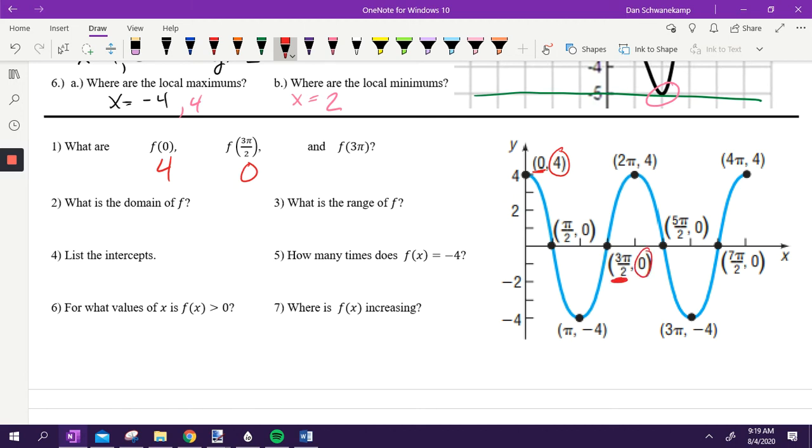That's her y value. And if we were to do f of 3 pi, Megan, what do you think on that one? -4. 3 pi, -4. Good. Just going with y values. It tells you the x value. Spit out the y value. That's pretty straightforward. What is the domain?